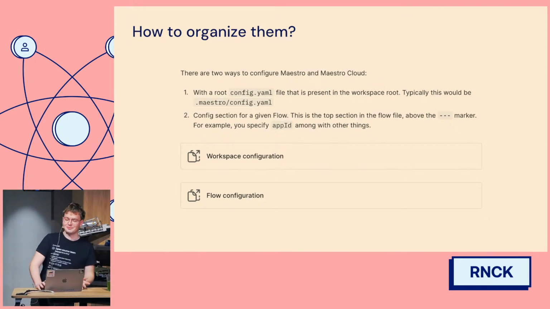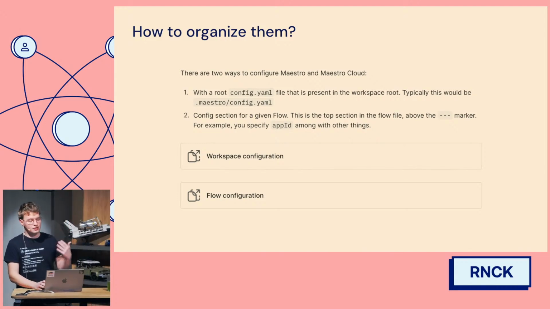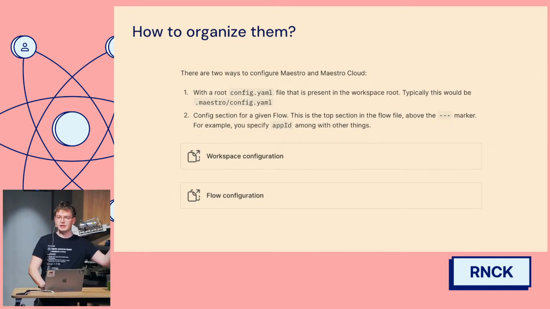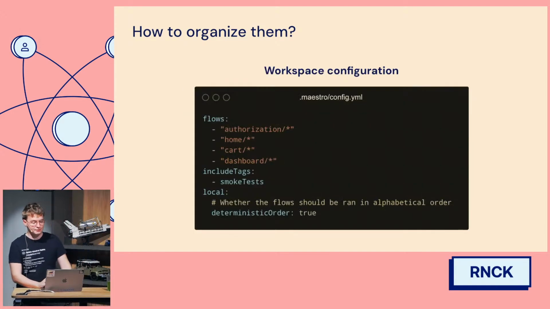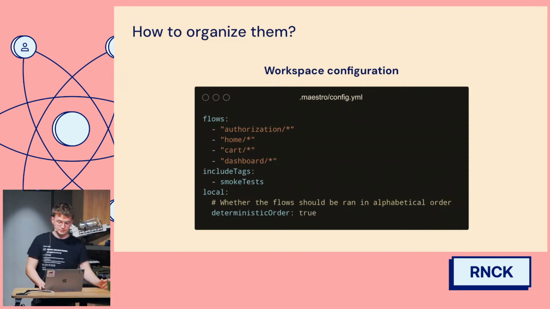Of course, you could ask me, if we can have one flow per file, how do we organize flows? Well, actually, Maestro offers two ways to run a set of our flows. There's the workspace configuration and the flow configuration. In the workspace configuration, we can define our flows. Like here, I define the paths authorization, home, cart, or dashboard. We can also set our included tags there. And also, we can choose whether the flows should be run in alphabetical order with the deterministic order option.